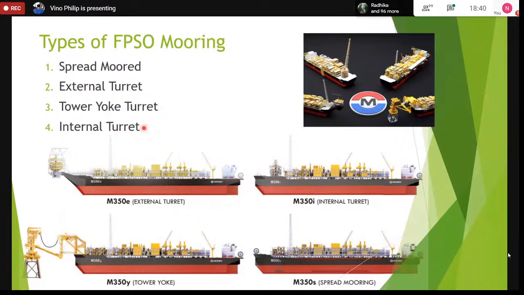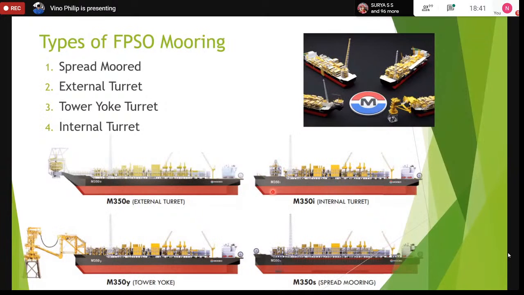And amongst all of these, the moment you add a detachable mechanism so that the vessel can detach, it changes. Spread mooring is always fixed. You cannot detach from the mooring lines and move the vessel away. Whereas with the turret systems, tower yoke, we are doing the first detachable. Till now, all the tower yokes were fixed. Now, MODEC is pioneering a patented design for detaching the tower yoke. And once we detach it, this will also be a detachable tower yoke system. The external turret is not detachable because the mooring lines are connected at the top, so you cannot detach it.